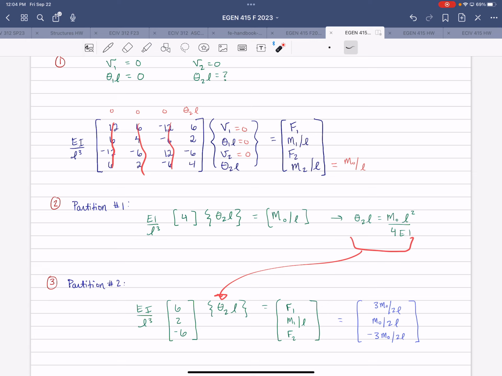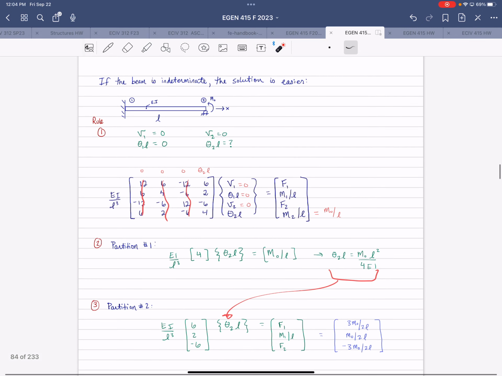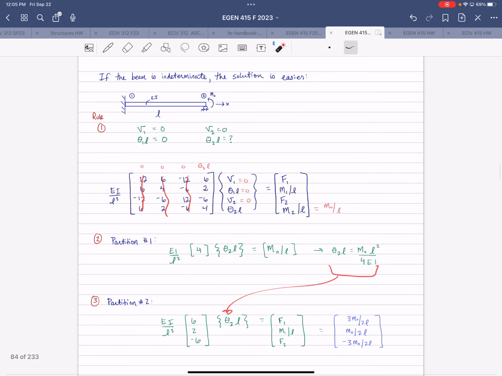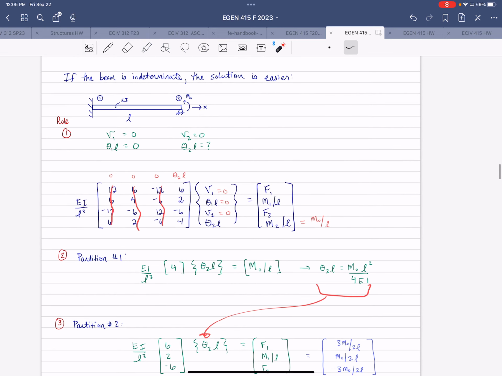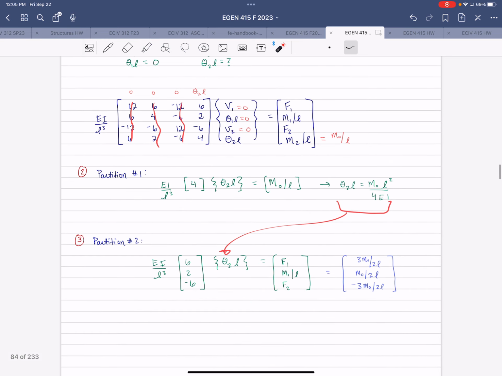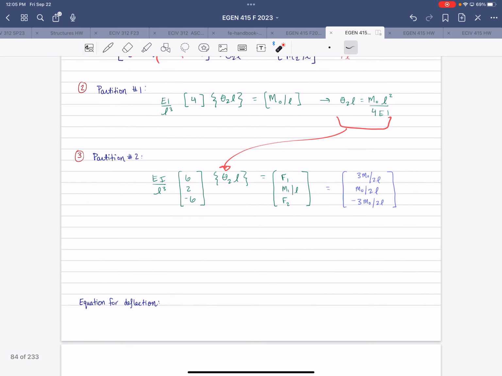All right, so we'll continue on with the finite element discussion. Last time we stopped just shy of finishing this example of an indeterminate beam. I was talking about how the solution is easier if it's indeterminate because then you have more known displacements going in, which means that your first partition matrix shrinks down quite a bit, and you can readily solve for those displacements and then find all of your unknown forces.